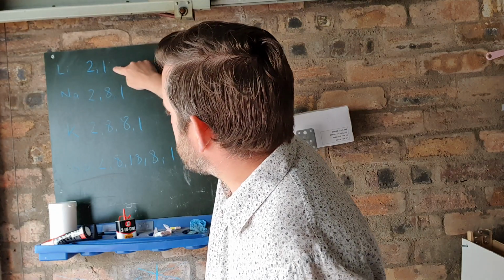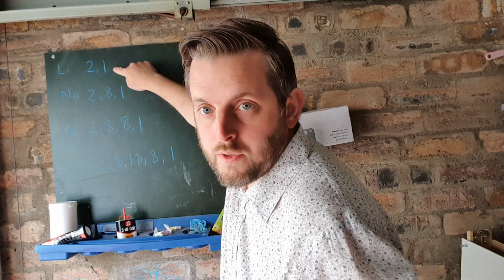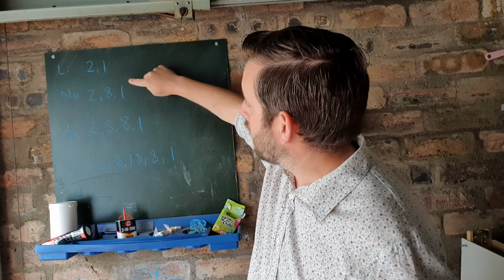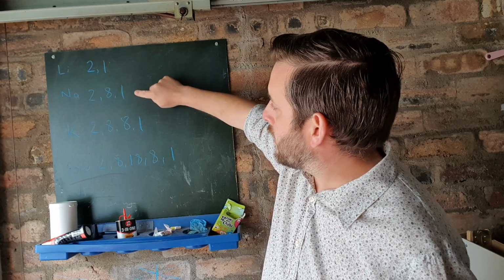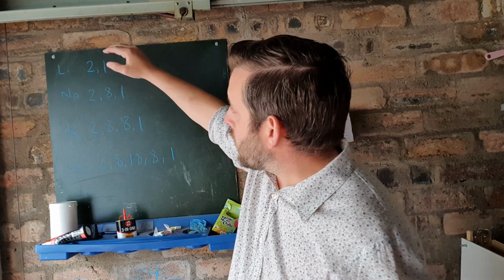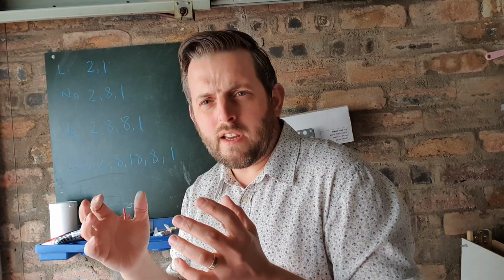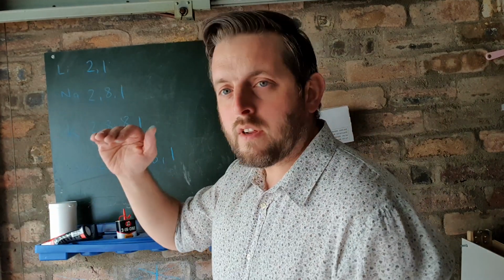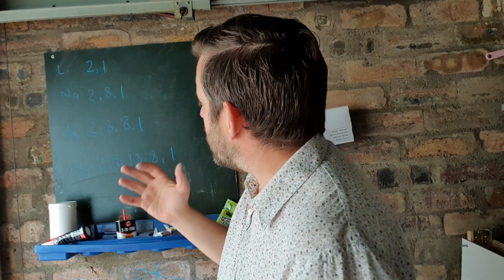If you look, I've got the electron arrangements written out here. Lithium, 2 electrons in the first shell, 1 in the second shell. Sodium 2,8,1, potassium 2,8,8,1. Okay, you're getting more and more occupied shells. So then it makes sense that your atoms are going to get bigger and bigger as you go down the group. So you'll find that is the case.